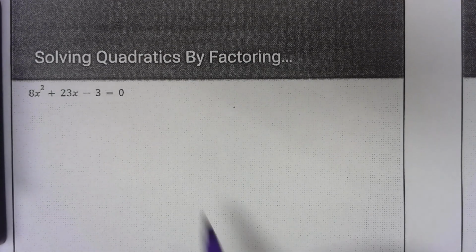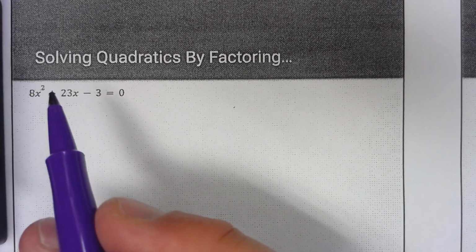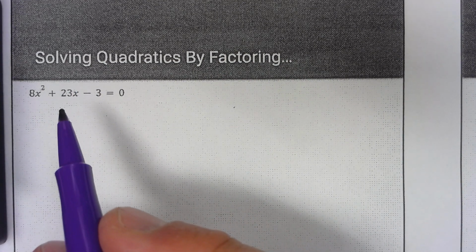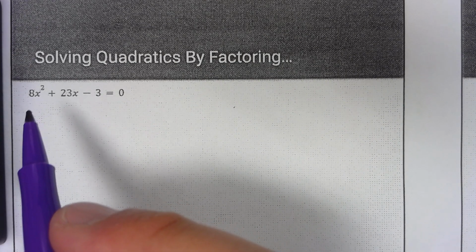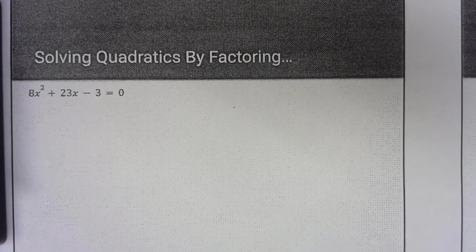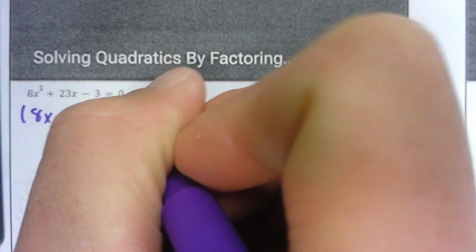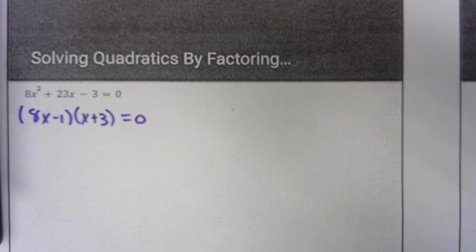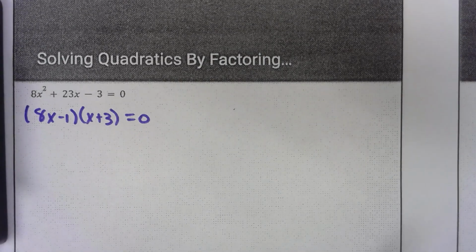If a quadratic has a b value or a middle term, we can't use square roots here. There's no way for me to get x squared by itself and equal to just a number. So factoring is another tool to help us solve quadratics. This left side, this quadratic, is the same thing as in our opener, where we factored it to be 8x minus 1 times x plus 3, and that equals 0. So that's just me taking the quadratic equation and factoring it.